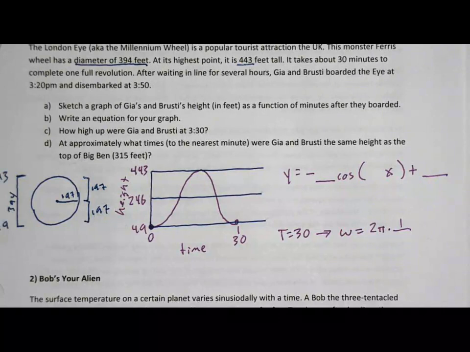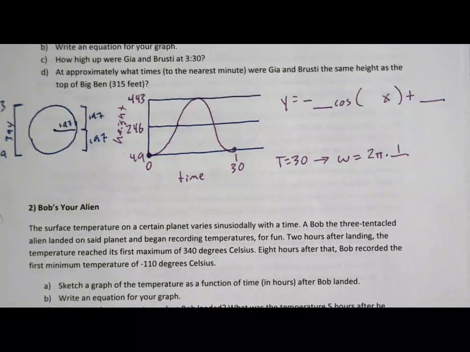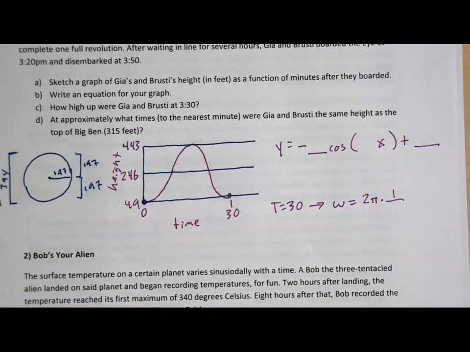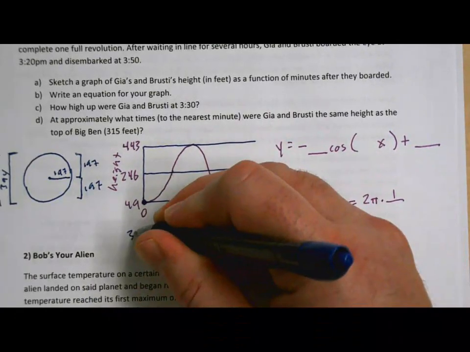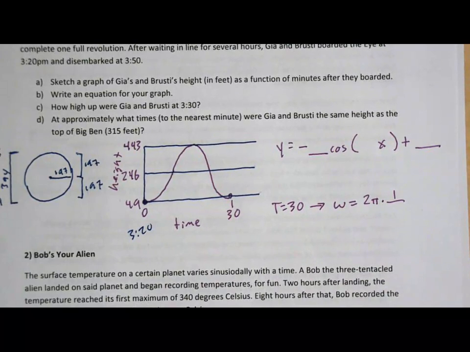When you get to the Bob the Alien problem, I think we're starting out at a maximum. So in that problem, you might choose a positive cosine instead. It just depends on what's convenient for your problem. Since this ride starts at the bottom, I'm saying that's time zero. We're at the bottom of the Ferris wheel at that point. That's the reason I chose that.